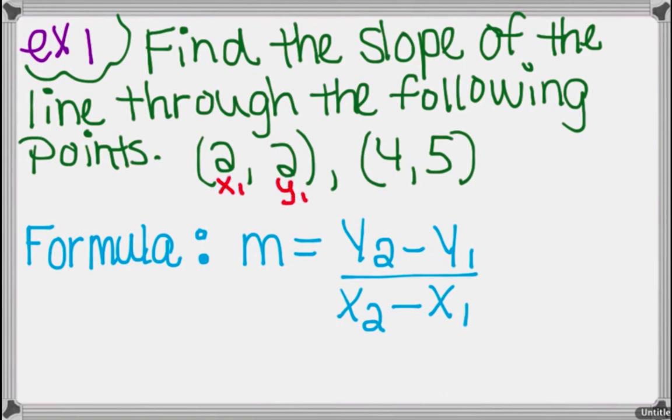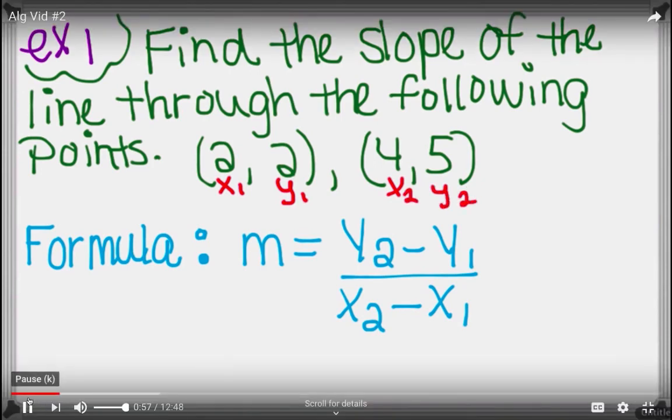The formula to find slope is m equals y2 minus y1 over x2 minus x1. And if you look at how I label those points, I just take the first point labeled x1, y1, and x2, y2. The second point that's given, 4, 5, label that x2, y2. Now I'm going to try to move my cursor right here. You guys got to remember, the first coordinate in the point is your x coordinate. Second coordinate in the point is your y coordinate.